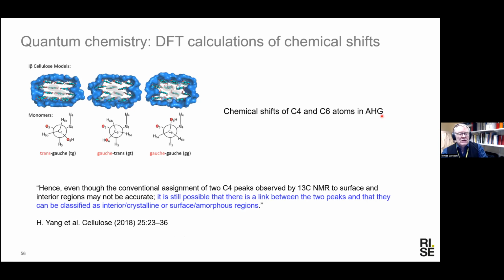And just to show this, in 2018, there was a group that did DFT calculation of chemical shift. This is basically quantum chemical calculations. You need that to determine chemical shifts. And they set out to test whether we have the proper assignment when we talk about signals from the crystalline interior and the surface signals. And eventually they came to the conclusion that this could very well be the case, also based on their calculations. And this was a rather recent one. This was in Cellulose 2018. With those words, I'm done.